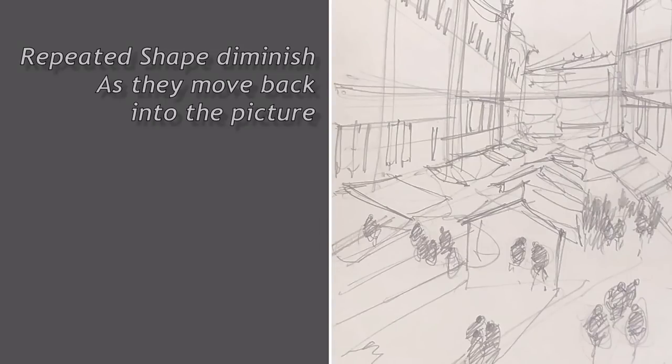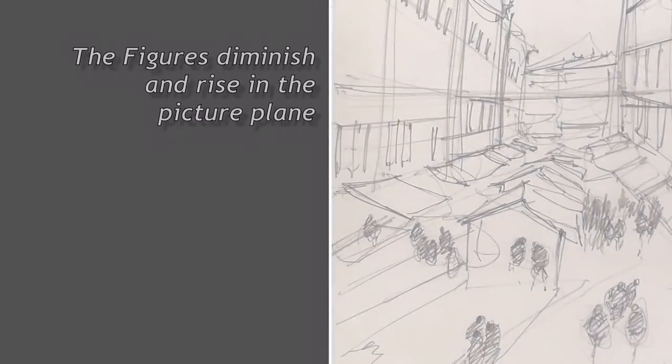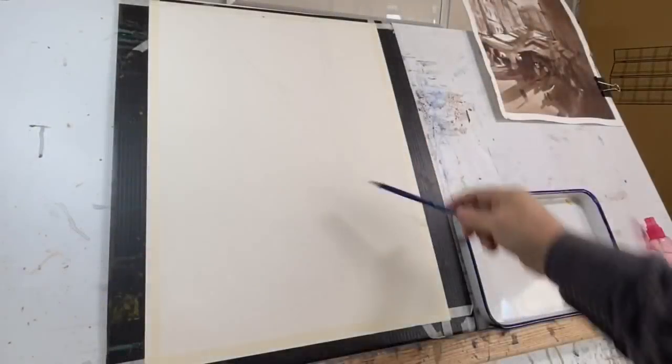Another thing that helps to create depth is using repeated shapes and letting them diminish as they move toward the back, as I have with the awnings and the windows in this case. And we can also use figures in the same way. They're larger towards the foreground, and as they get far away, they get smaller. In this particular case, the figures are rising in the picture as well.